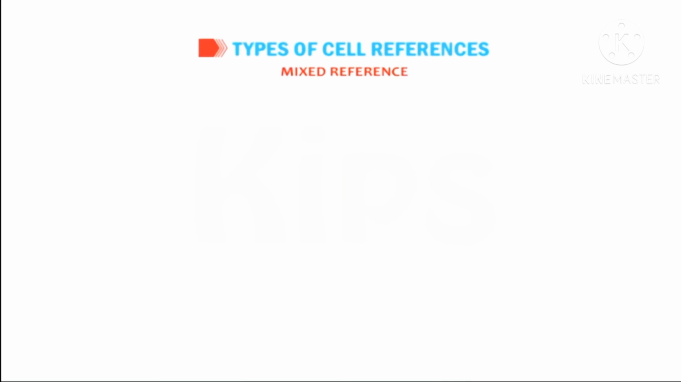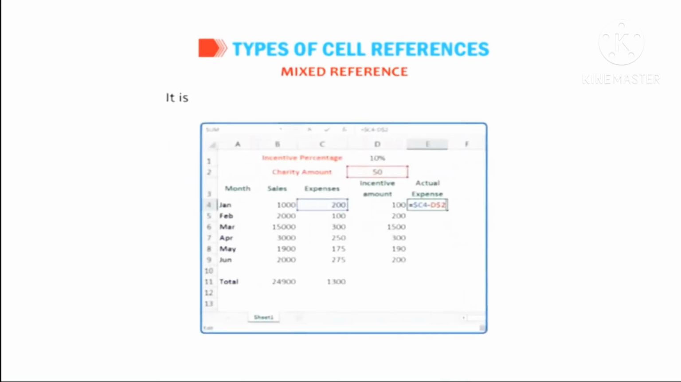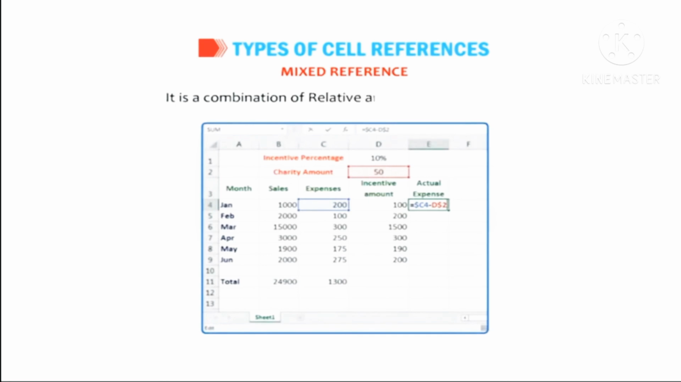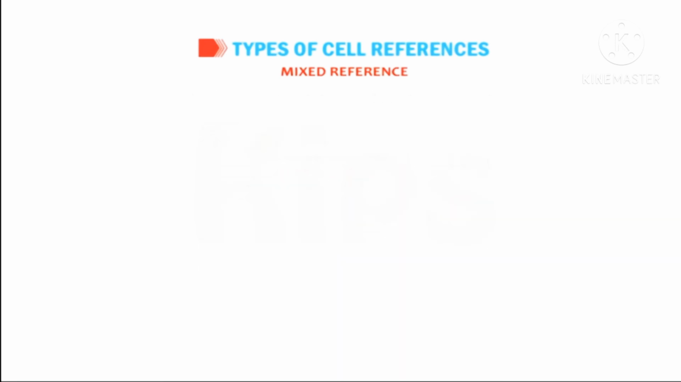Next is mixed references. What is a mixed reference? It is a combination of relative and absolute, a combination of both references. In this type of reference, either the row or the column has to remain fixed. So $A1 plus A$2 is an example of mixed reference.